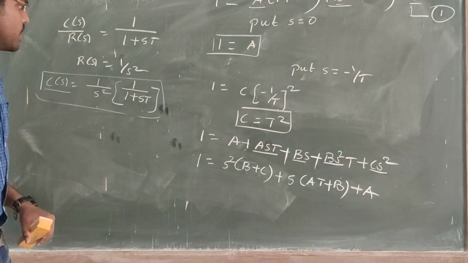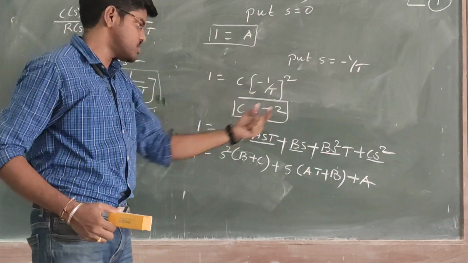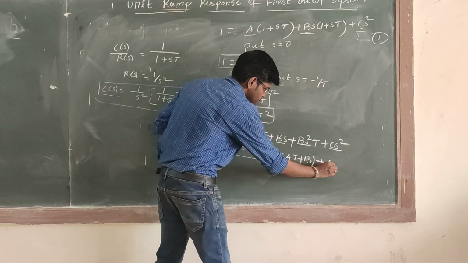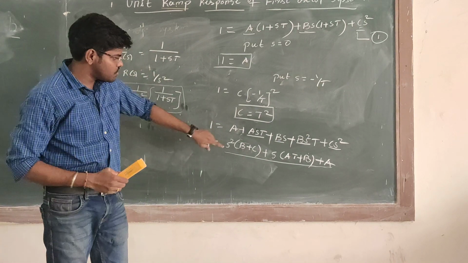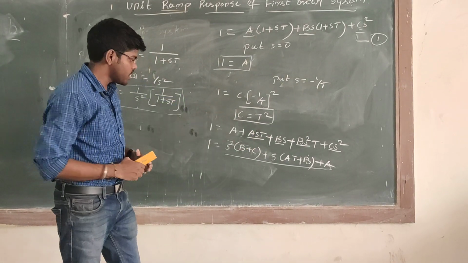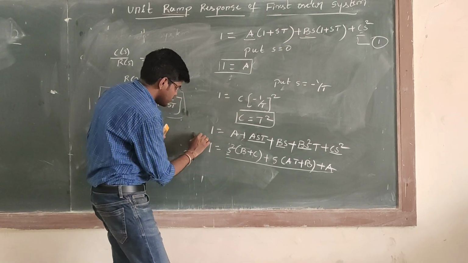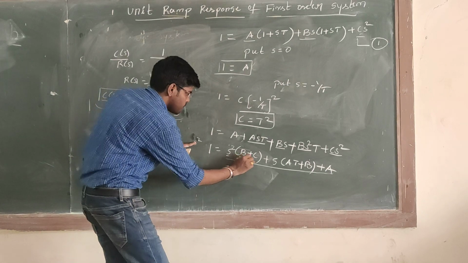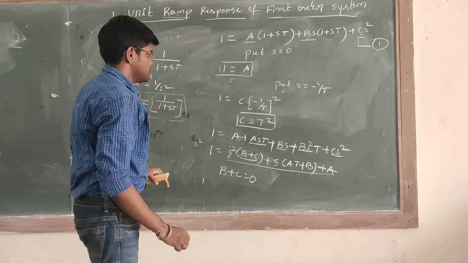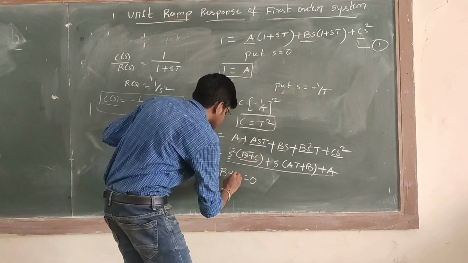Okay, so now the equation is reduced to this form. We have separated all the coefficients of S square, S and constant. So here LHS is 1 and RHS is this complete term. Compare the coefficient of S square and S of RHS and LHS, both sides. If we compare the S square term in the RHS and LHS, there is no S square term on the LHS side. So this BT plus C will be 0.